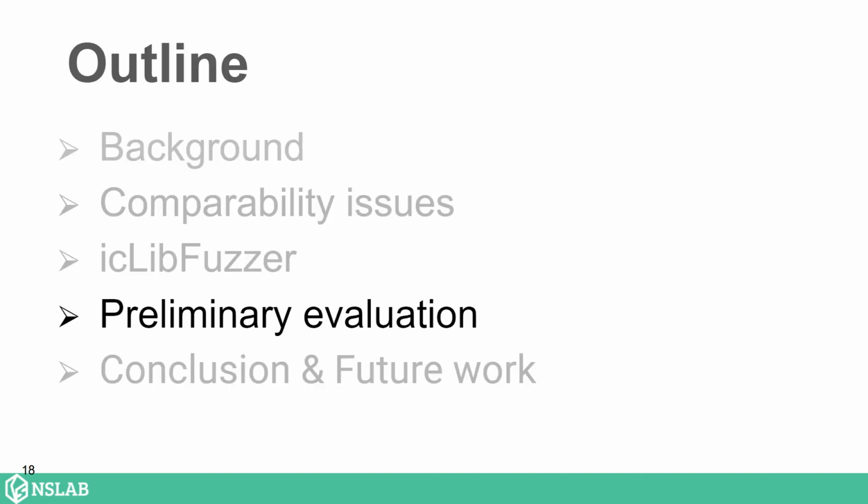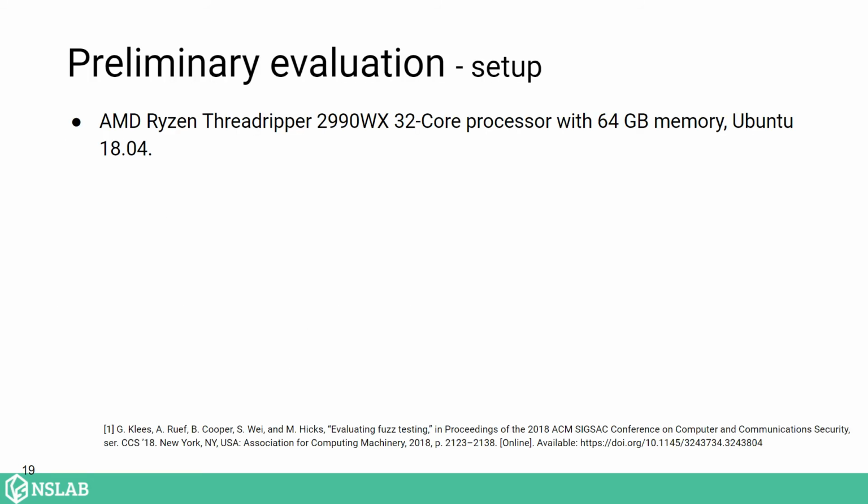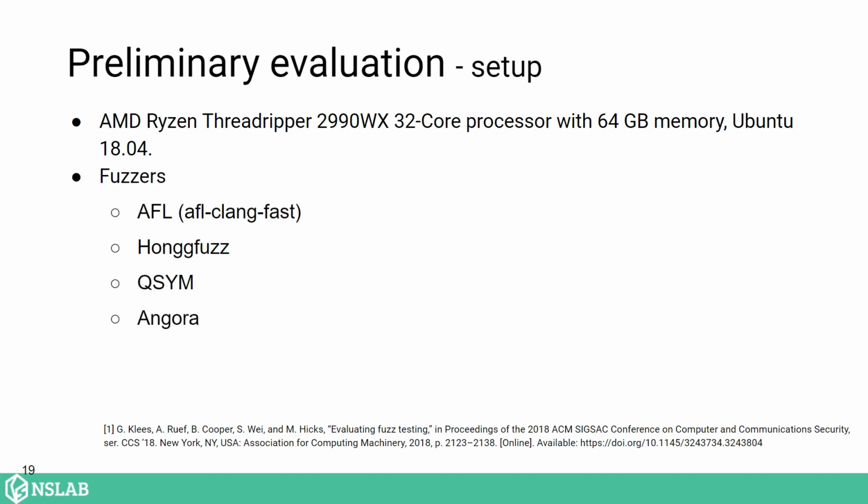Finally, let's see our preliminary evaluation results. Here are our experiment settings. We run our experiments on a 32-core AMD processor with 64 GB memory, using Ubuntu 18 as the operating system. We choose 4 other fuzzers to compare with icLibFuzzer.